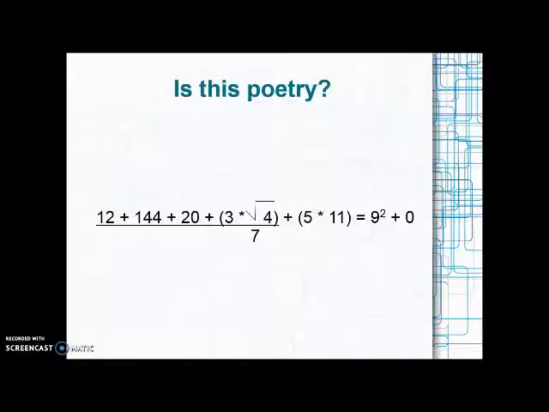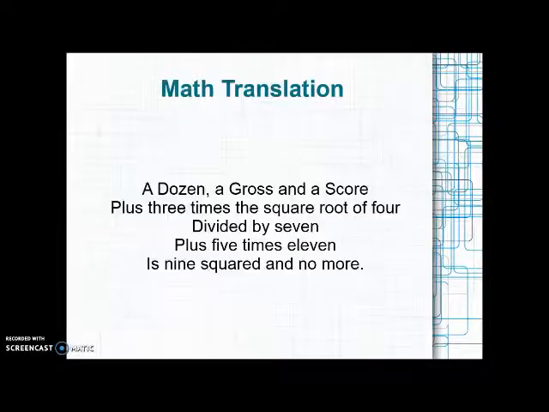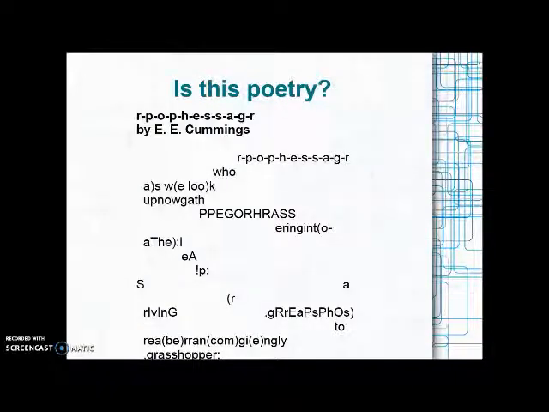What? Look at that. 12 is a dozen, 144 is a gross, and 20 is a score. And it rhymes. This must be a poem. But what about this? Grasshopper by E. E. Cummings.